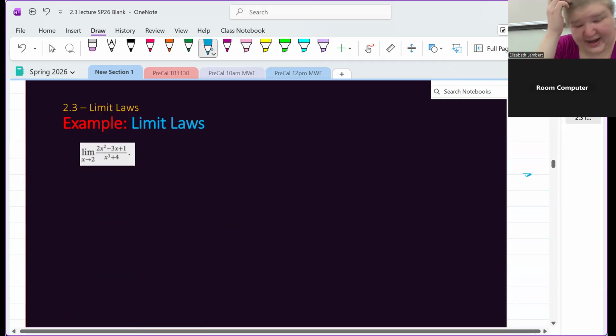So when we come down here and look at this crazy function, let me zoom it in a little more.